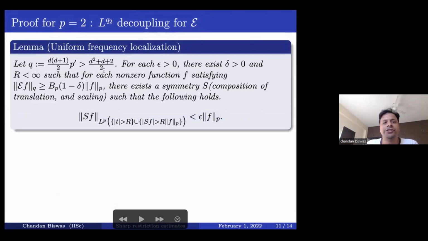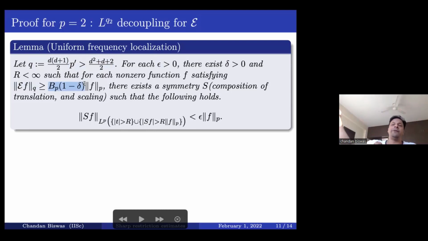So now we'll use this to get the LQ2 decoupling for the extension operator. Again, we start with exponents P, Q satisfying the relation. For every epsilon, there is a delta such that if any f is close to being an extremizer, in the sense that the LQ norm of the extension of f is at least the operator norm times 1 minus delta, we can just pretend that f has LP norm 1. So if f is close to being an extremizer, then there is a symmetry S.